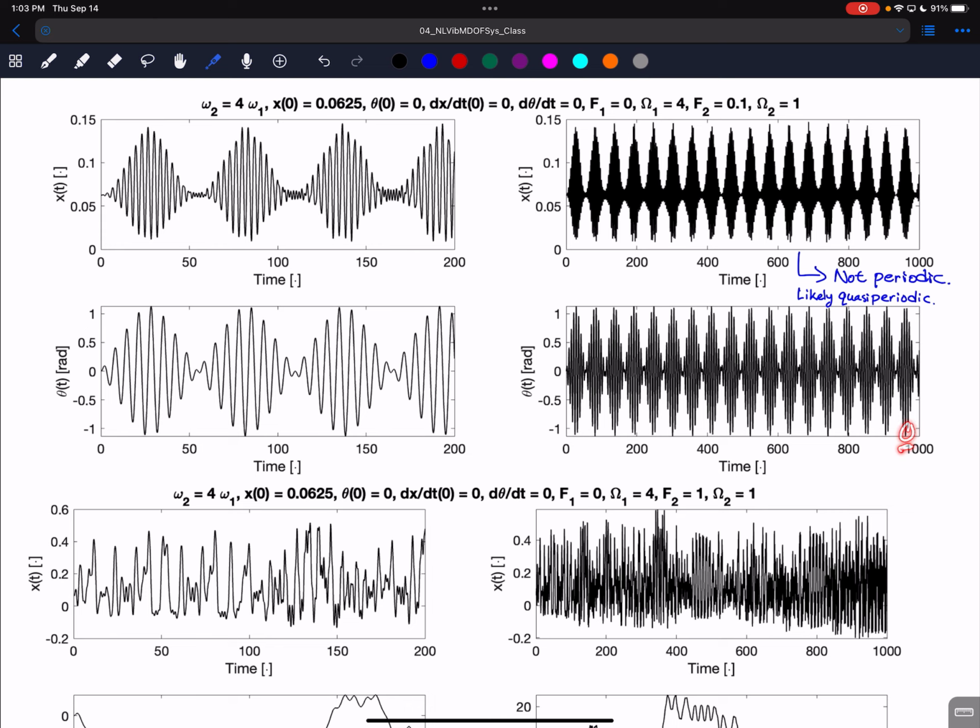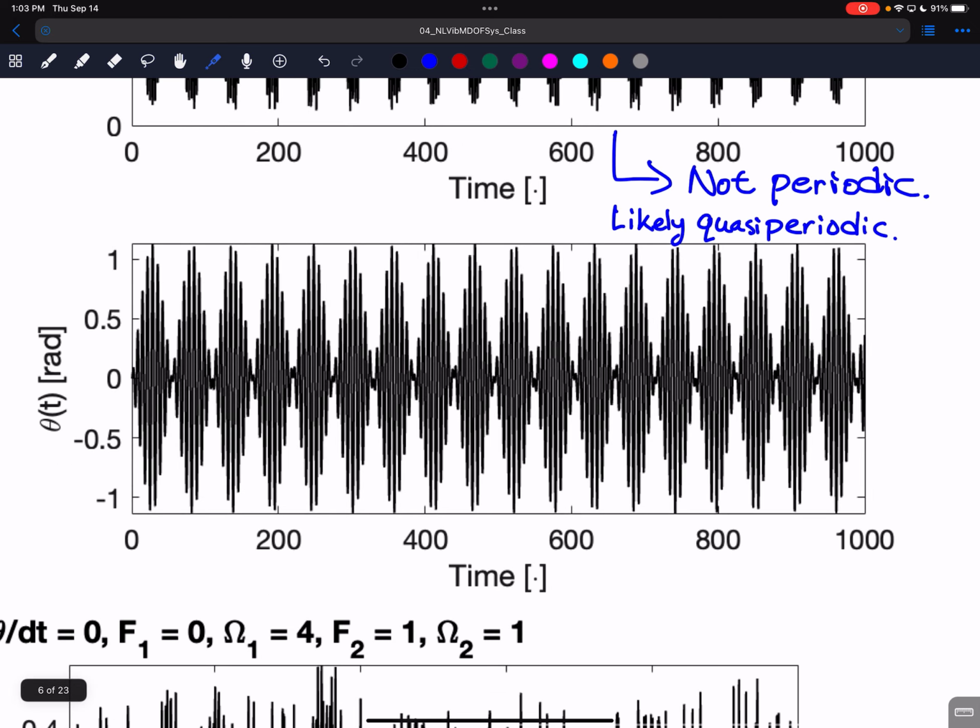All right, let me clear that. Singular, like max peak there. Then there's like 2 over here, another 1. So again, at first glance, these look periodic, but when you really look at the details, that's when you can see. I'll zoom in to help with that.